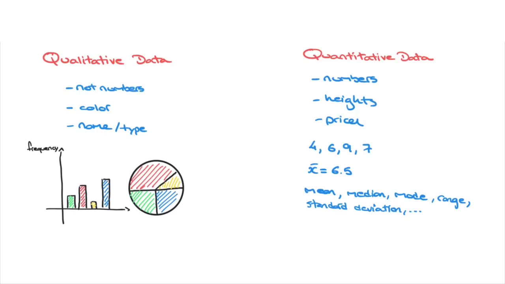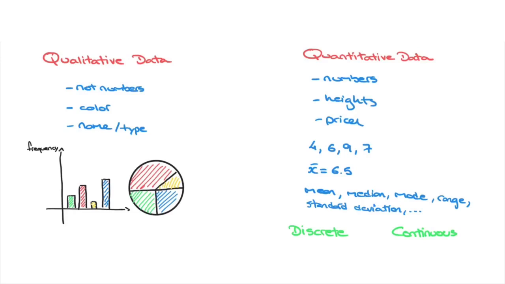And on top of all this, there's something more to be said about quantitative data. Any quantitative data falls in one of 2 subcategories. It will either be discrete data, or it will be continuous data.